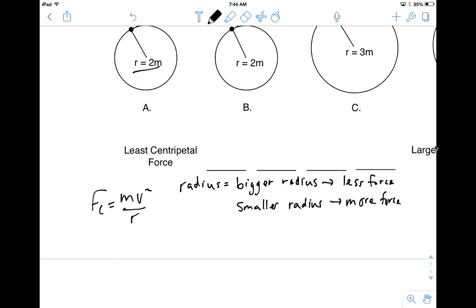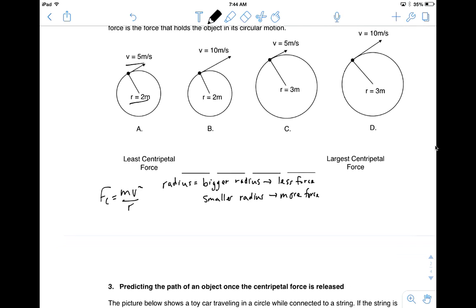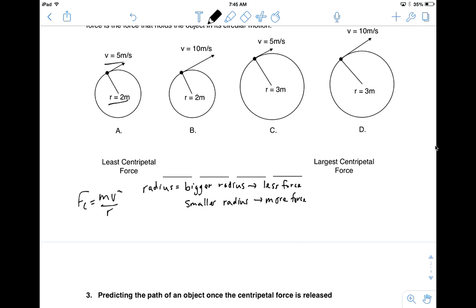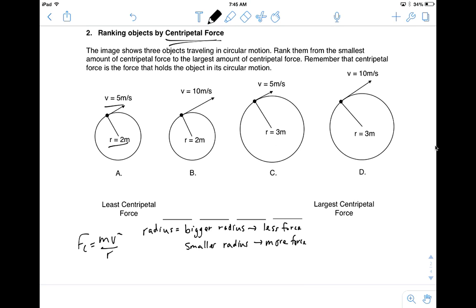A lot of us had struggled with that in the quiz. And I really want us to make sure that's something that we kind of nail into our heads is that when it comes to radius, big circles, big radiuses have small forces. And small radiuses or small circles have big forces. And so that's going to help us rank. That's going to make you be able to look and say, okay, well, which one of these is going to have the biggest, which has the smallest? We can go ahead and think about that.